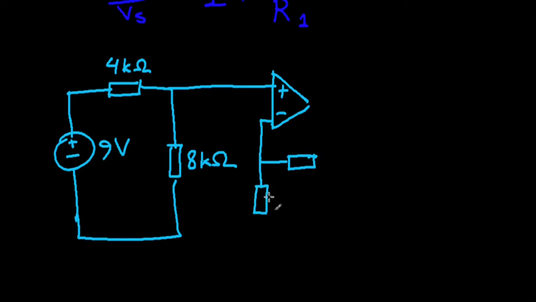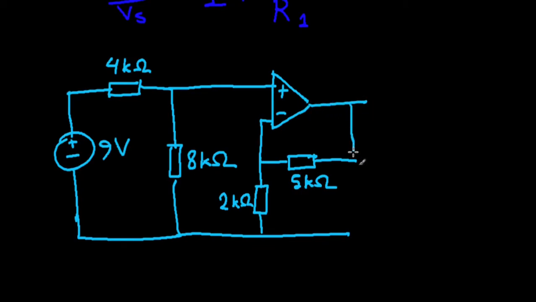So there's one resistance here. This is 2 kilo ohms, this is 2 kilo ohms, and this is 5 kilo ohms. And this is your output terminal, with negative and V output positive. So again, we need to find V output.